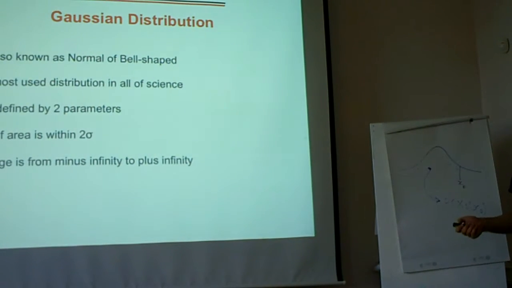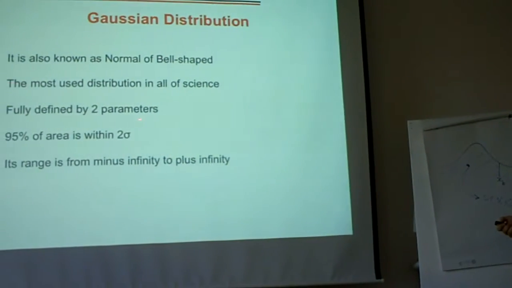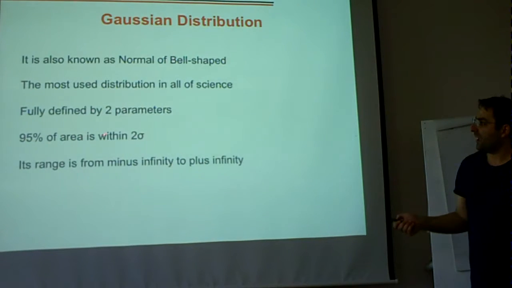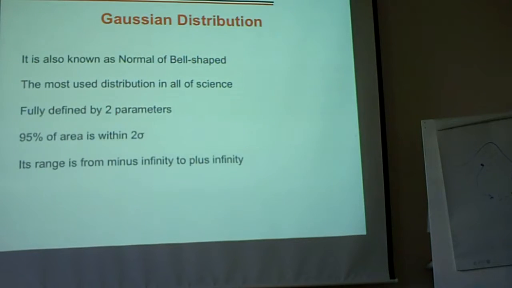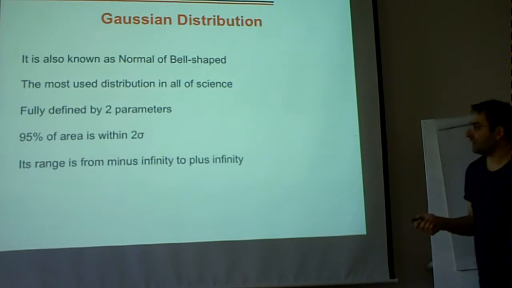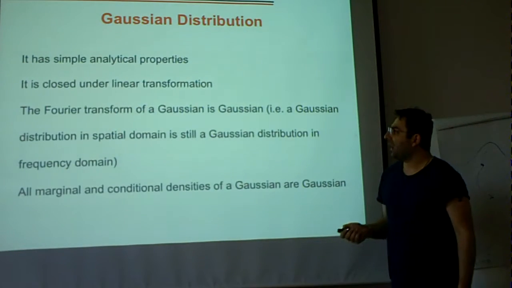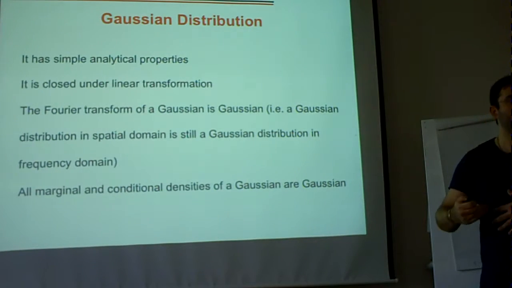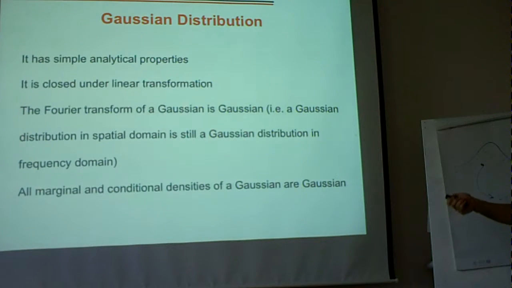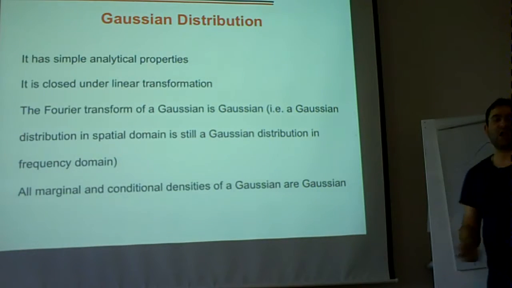These are the things that I mentioned. We define it by only 2 parameters, which are sigma and mu. And when we are plus minus 2 sigma, we have 95.4%, almost 96% of area covered. And then we are using Fourier transform. In other words, when we go from time domain to frequency domain, the Gaussian is still Gaussian. When we are calculating marginal probabilities, when we calculate the conditional probability, Gaussian is still Gaussian.